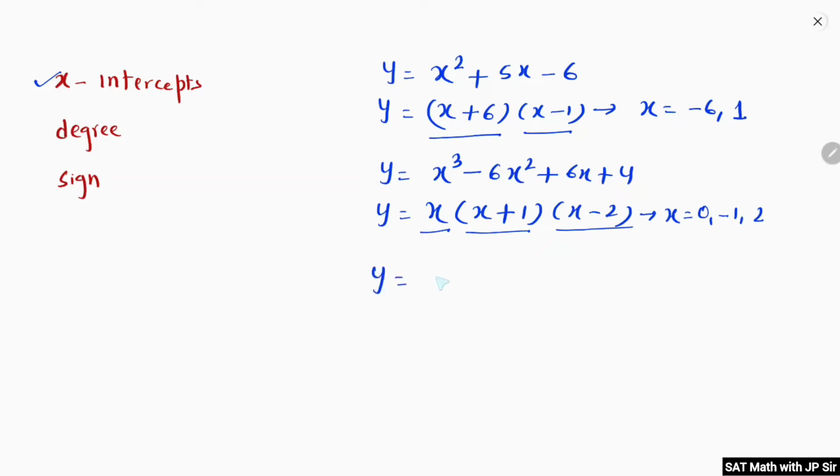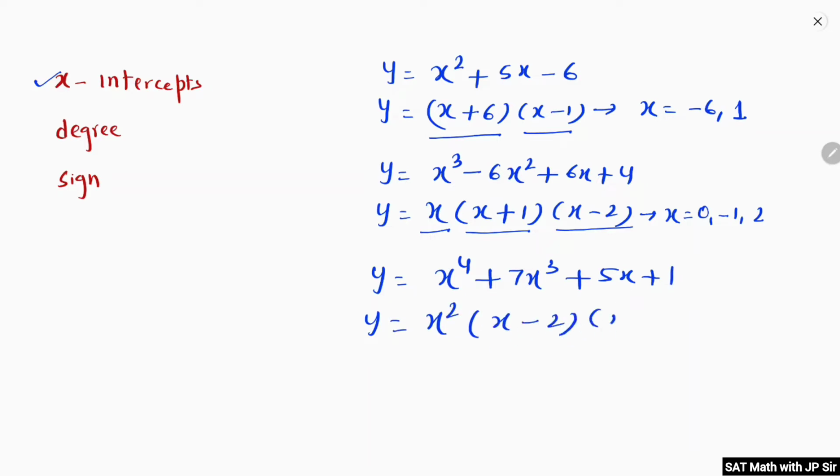Similarly, if you get x power 4 plus 7x cube plus 5x plus 1, and y equals x square into x minus 2 into x plus 5. Again, you can put each factor 0, and you get X-intercepts 0, 2 and minus 5. But again, it's very difficult to find them in the first one.